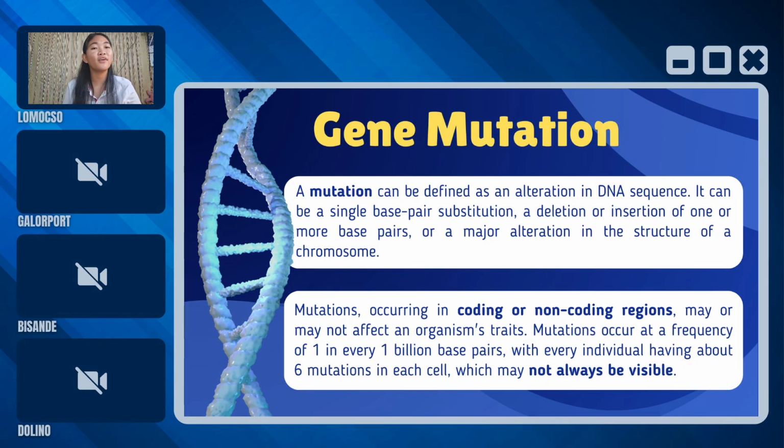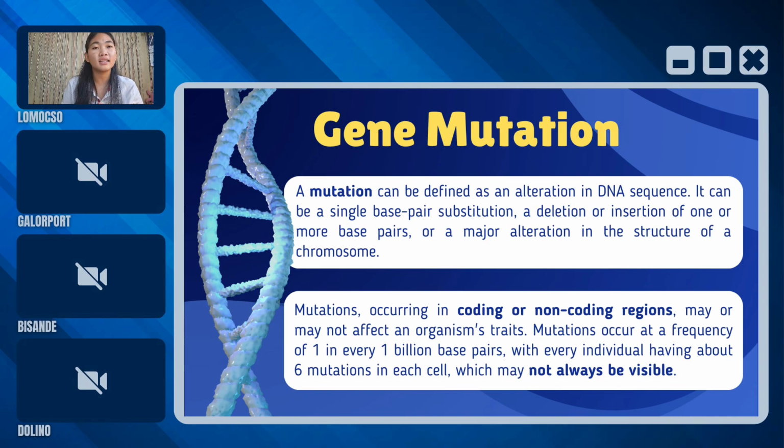So what is mutation? A mutation can be defined as an alteration in DNA sequence. Any base pair change in any part of a DNA molecule can be considered a mutation. It may comprise a single base pair substitution, a deletion or insertion of one or more base pairs, or a major alteration in the structure of a chromosome. Mutations may occur within regions of a gene that code for protein or within non-coding regions of a gene such as introns and regulatory sequences. Mutations may or may not bring about a detectable change in phenotype.